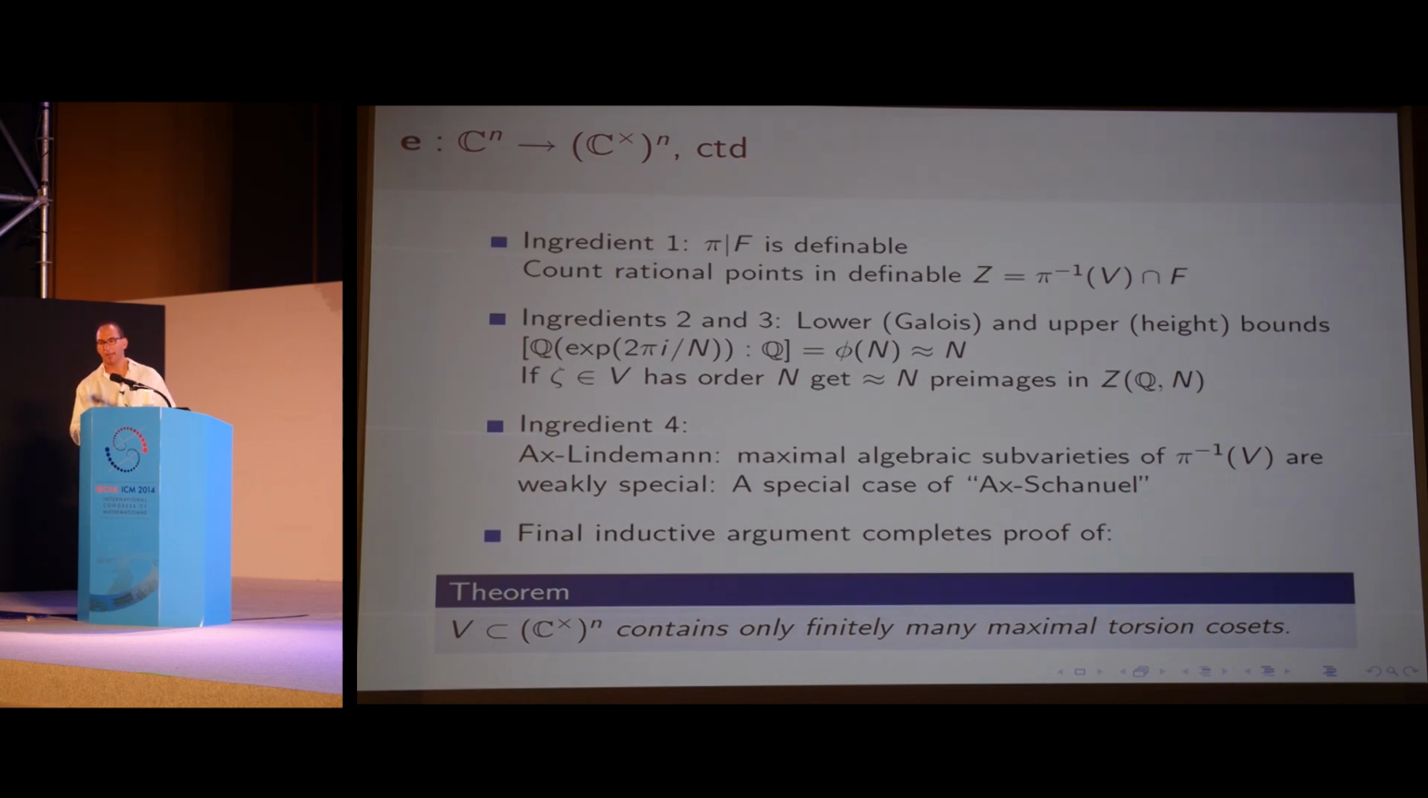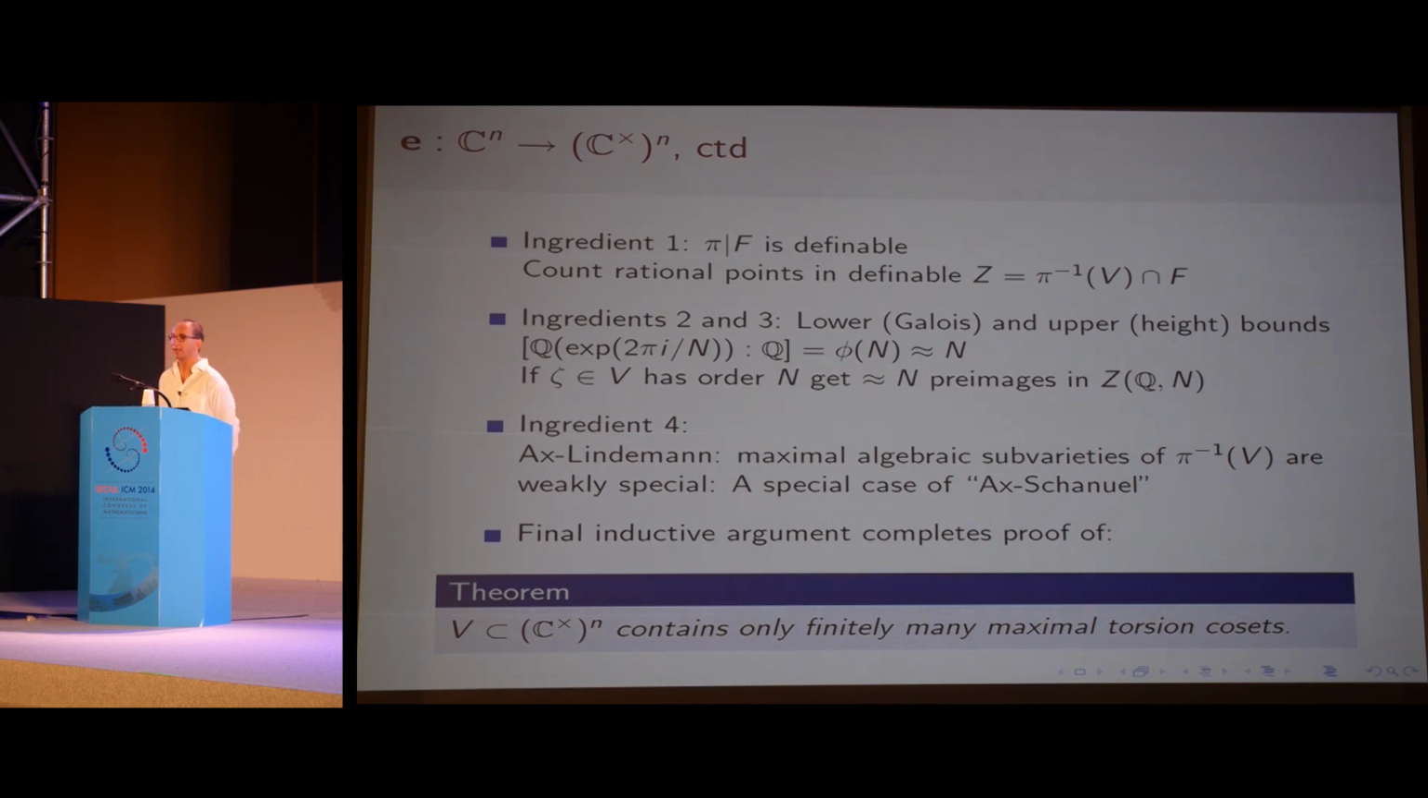And this is to be compared with an upper bound for such points on its transcendental part of the shape C of epsilon n to the epsilon for any positive epsilon. So if we take, say, epsilon equals a half, we can see that all but finitely many torsion points must lie in the algebraic part of the corresponding definable set. And to complete the proof, we must characterize this algebraic part.